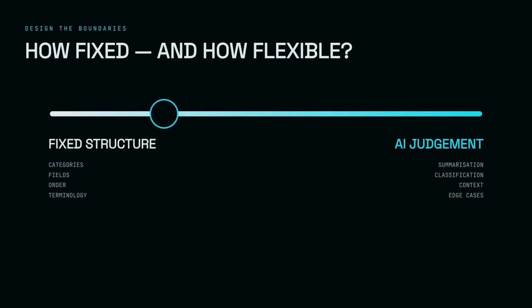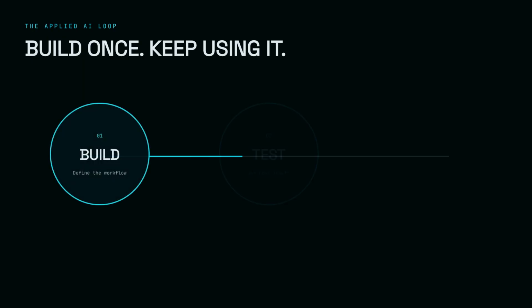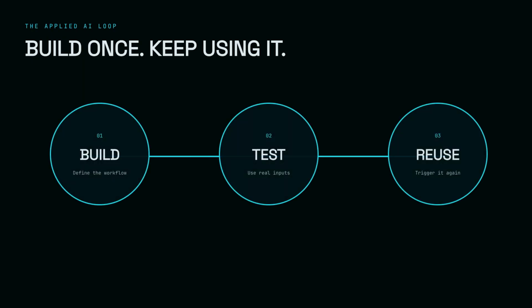By the way, if this was too rigid or too flexible, I can simply ask ChatGPT to update the skill and describe what I want changed. Now that's the point. You decide what must remain consistent and where AI can use its judgment. Build the workflow once, test it on real inputs, and then reuse it. In the next video, we're going to show you how to turn one of your best existing deliverables into a reusable skill.